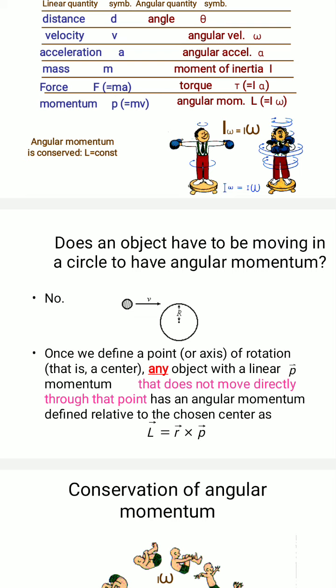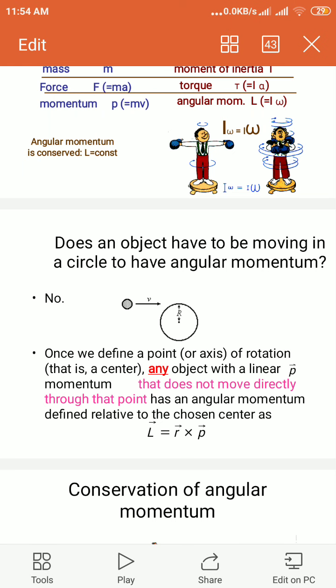So if it rotates, it has an angular momentum. It is not necessary that it is completing a circular motion to have angular momentum. So that is the answer: no. If a body has angular momentum, it need not be moving in a circular or elliptical motion. It is just rotating with respect to a point or axis, and it is not moving through that center.